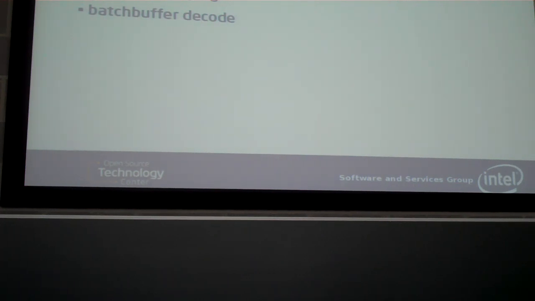libdrm. libdrm is a little piece of shared code that sits underneath the X server and the GL driver and libva.